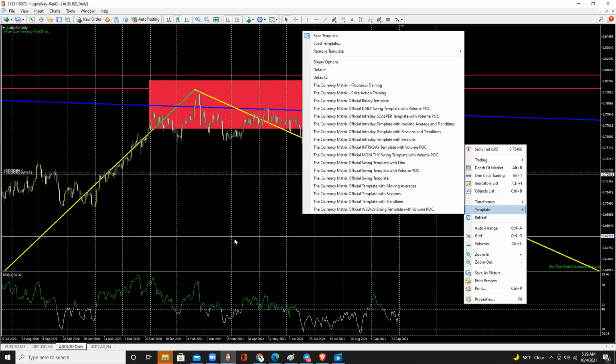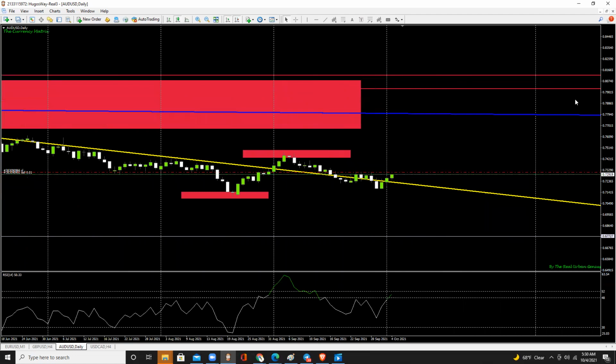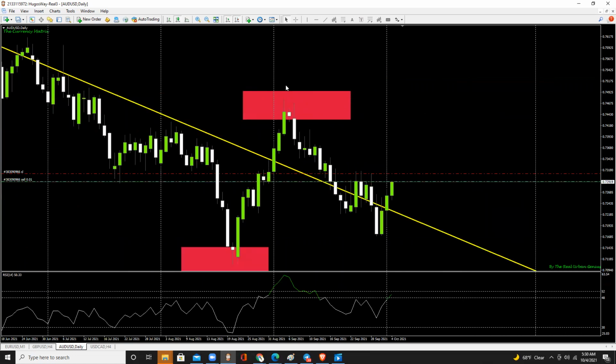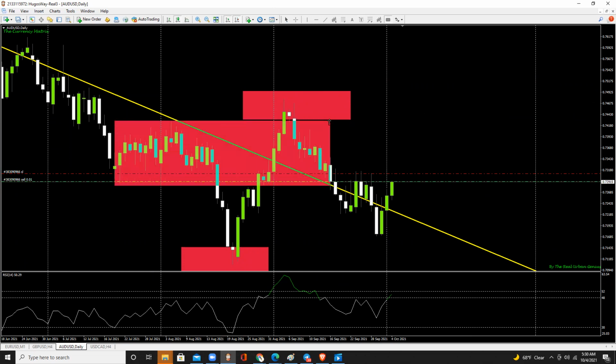So let's go in here. We'll zoom in a little bit. So now we're going to utilize this data. Of course, right off the bat right here, we can see this consolidation.